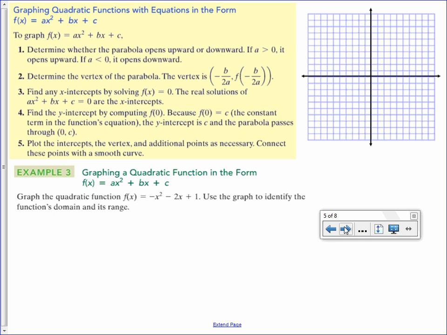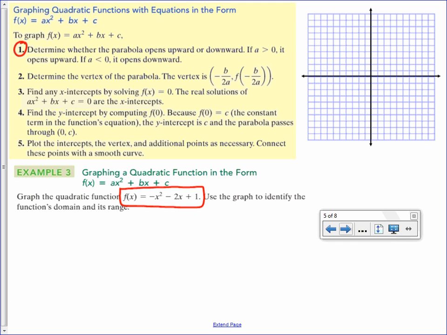And now we're going to graph something that is in general form. And so step one is very similar to step one when you graph in standard form. You need to determine if the parabola will open up or down. Now we have our function here. This is the function we're going to be using.